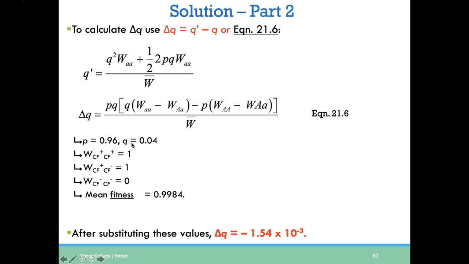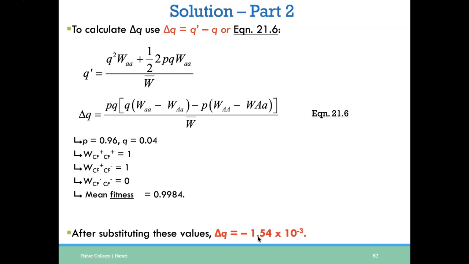So with p equals 0.96 and q equals 0.04, and we know that the relative fitness values are 1, 1, and 0, we can plug the values in here. So it would be 0.96 times 0.04, and then all of this will be multiplied right in here. You start off with WAA minus, so it's 0 minus 1. So that's a negative 1 times q. And then from that, you subtract p times the fitness value. This is going to be 0, so you're not really subtracting anything. And you divide that over your mean fitness, which you figured out was 0.9984. So when you substitute these values, you get a delta q of minus 0.154 times 10 to the negative 3.